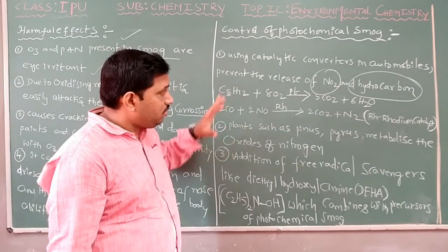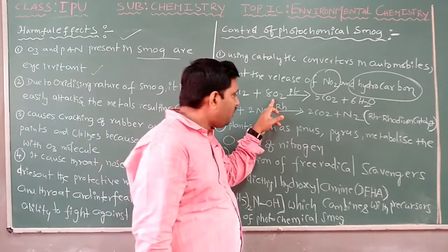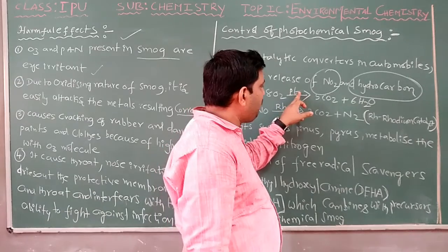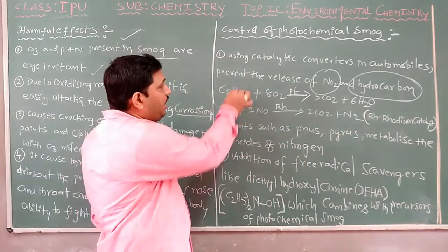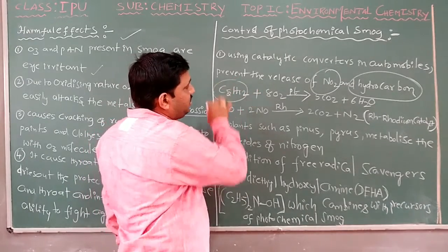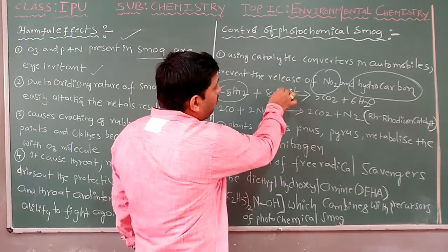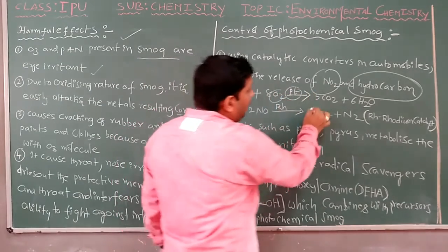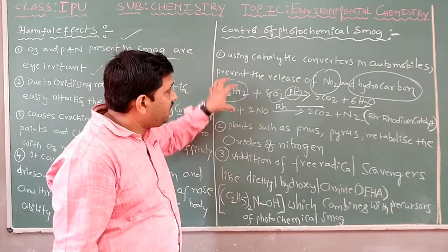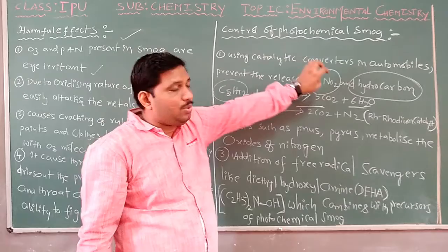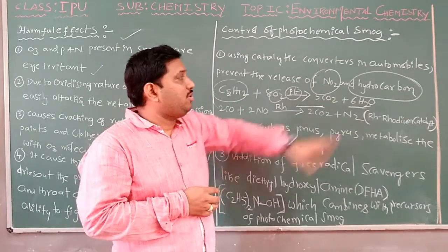Next one, here is a reaction, students. C5H12 plus 8 moles of oxygen in the presence of platinum gives carbon dioxide and water. Here what happens, students? The hydrocarbons released due to combustion of fuels in automobiles react with oxygen in the presence of platinum and are converted into carbon dioxide and water molecules. That is, C5H12 is converted into carbon dioxide and water. Hence, the concentration of hydrocarbon will be reduced.